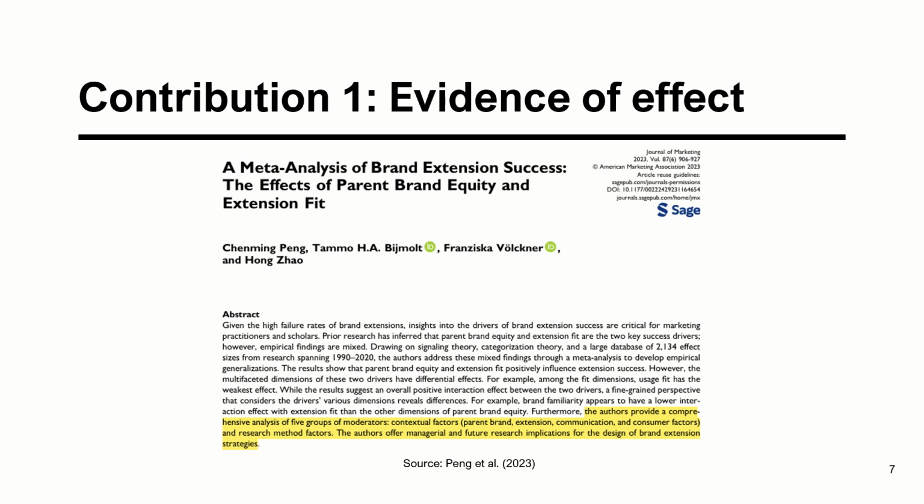Now, an example, an illustration for contribution one, evidence of effect. In this paper from 2023 in the Journal of Marketing, the authors actually perform a comprehensive analysis of 5 groups of moderators. And that by itself is an evidence of effect and a contribution of the paper. And that is happening through a meta-analysis.